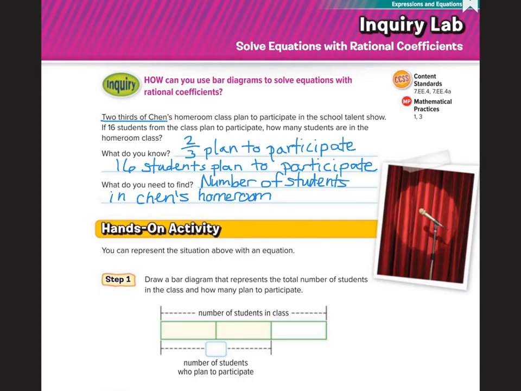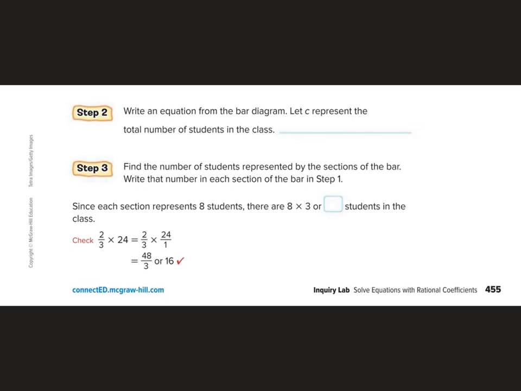You can represent the situation above with an equation. Step 1, draw a bar diagram that represents the total number of students in the class and how many plan to participate. In the box, I wrote that 16 is the number of students who plan to participate. Step 2 is to write an equation from the bar diagram. Let C represent the total number of students in the class. So 2/3 of the total class plan to participate, and 2/3 of the class is equal to 16.